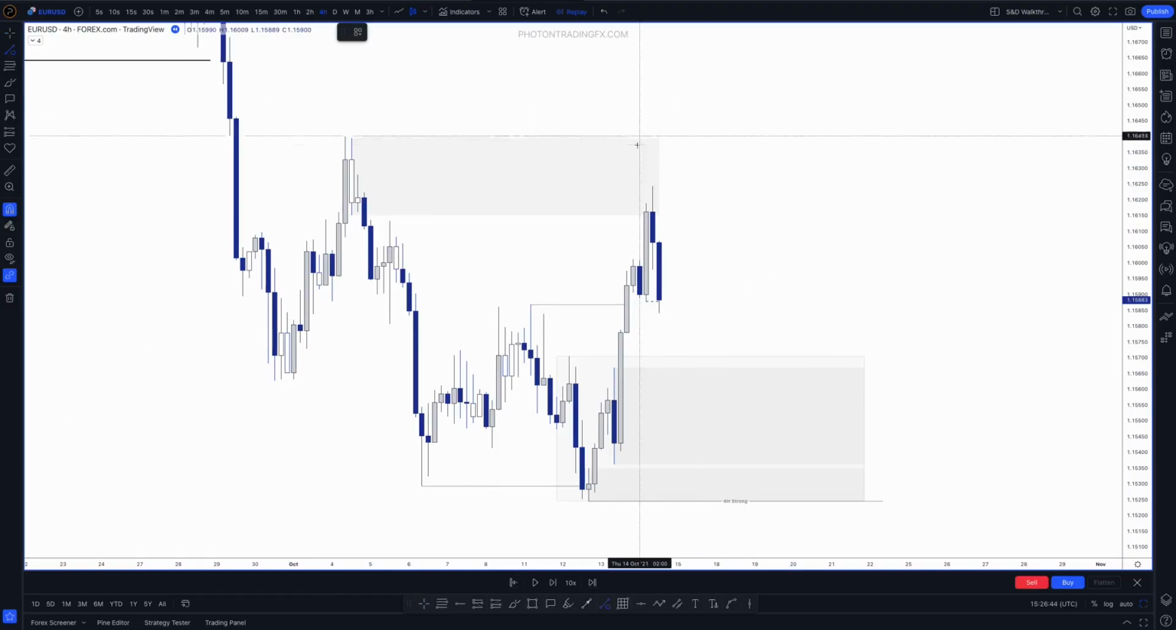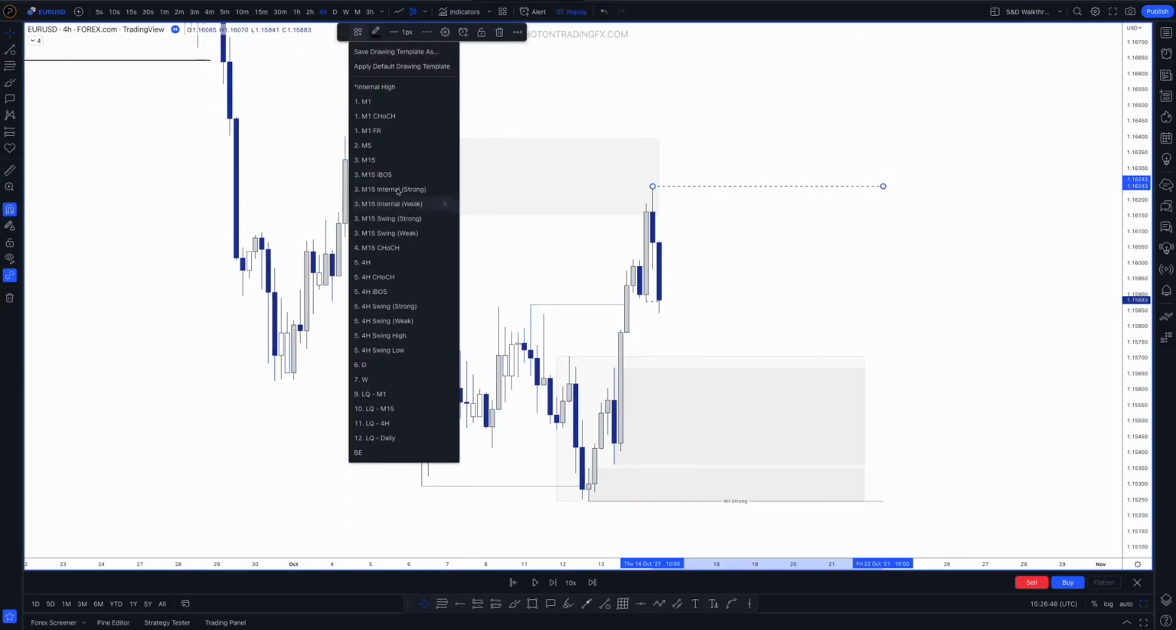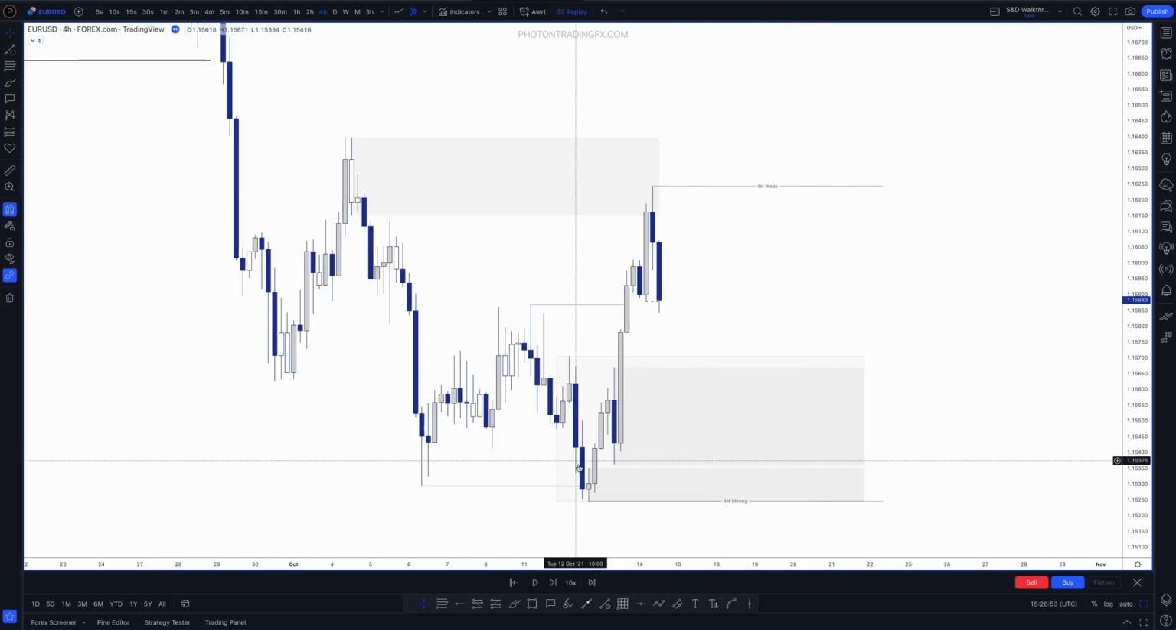So it's a decent pullback relative to recent price action. So now I'm going to mark this on as my 4-hour weak swing high. Okay, we've had a 4-hour bearish CHoCH, and now we have a 4-hour supply zone, right, that caused that bearish 4-hour change of character. Okay, so very simple forecast.